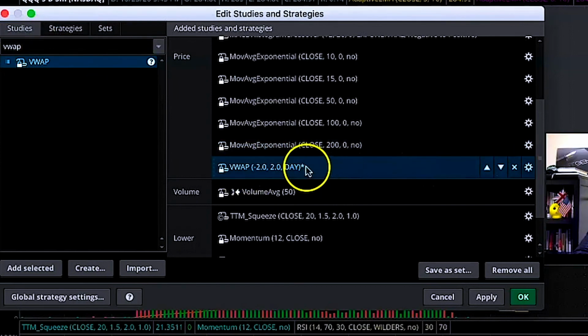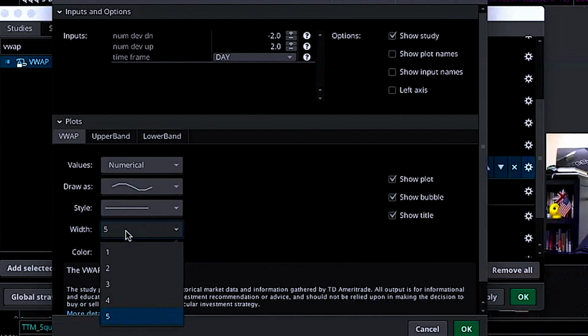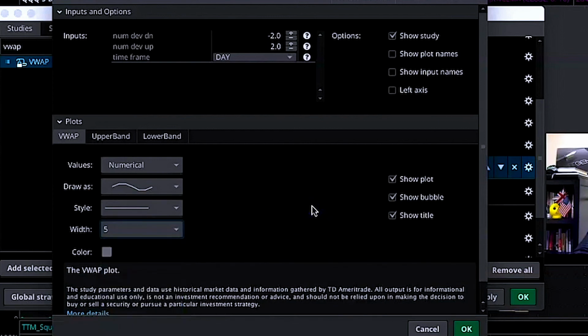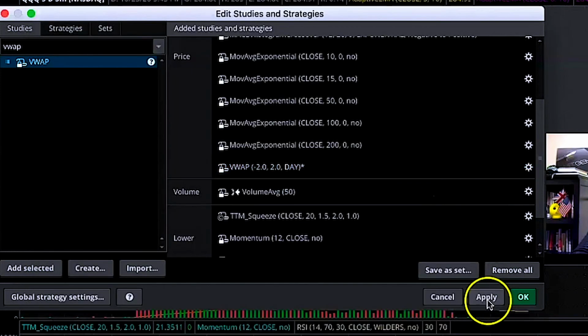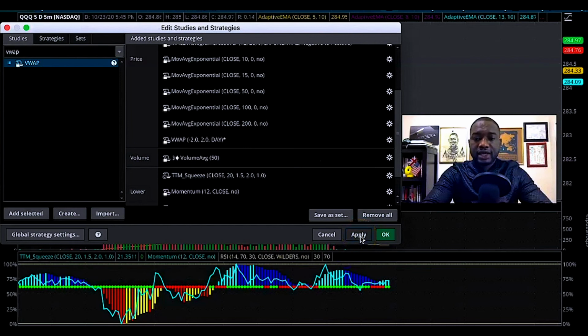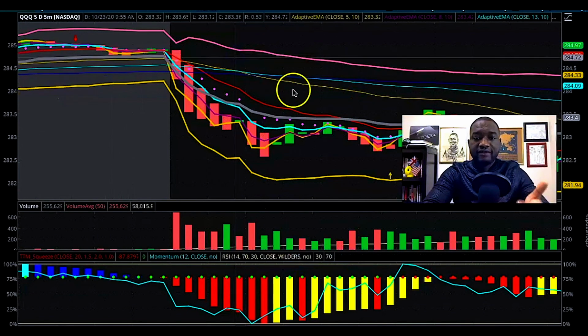And then once you can see it in your studies, you hit the settings button here to edit it. What you do now is go to VWAP and make this gray, whichever color you want. I like to make it gray. You'll see why in a second. And then I make it 5 because I want it to be really defined. And the upper band, I made it 3, and the lower band, I also made it 3. So that's pretty much it. So we're gonna hit apply. It will obviously apply to the chart, and we hit OK. Once we hit OK, this is what we are going to have on the chart.